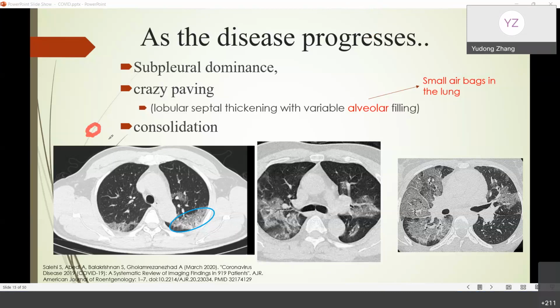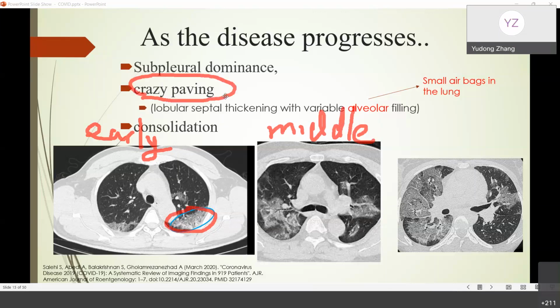Here we show that very early on the left, you can see it's a very early stage. There are some ground glass opacities that take place here. And in the middle, you can think this is the middle stage of COVID-19, where we can see the crazy paving happen. So what does the crazy paving mean? You can think like if we want to build a wall, we just stack the bricks. We just pave, like a crazy pave, the bricks to build a wall.